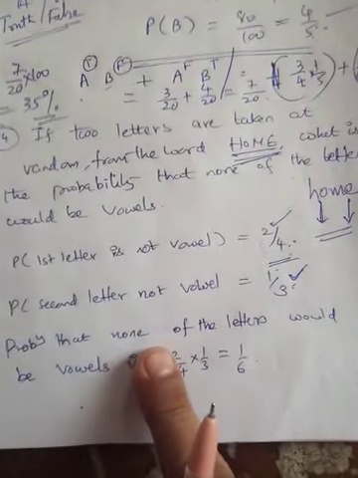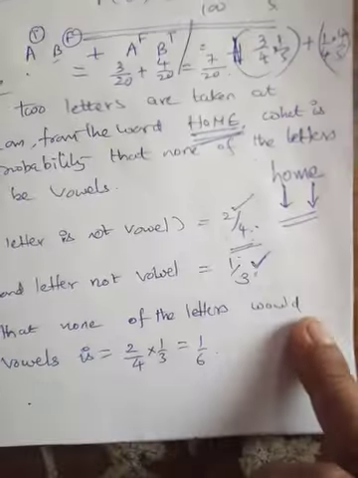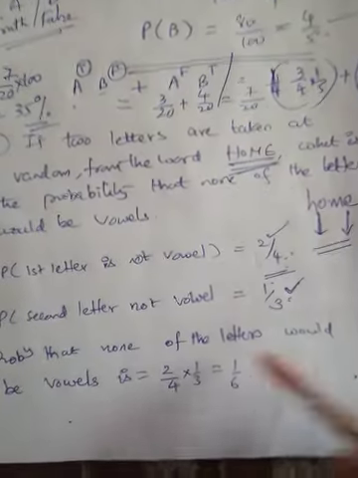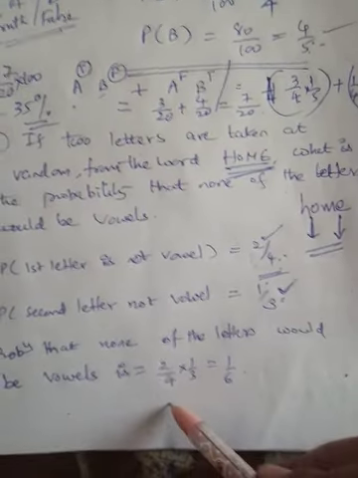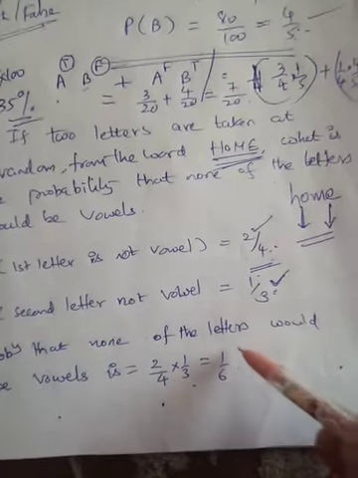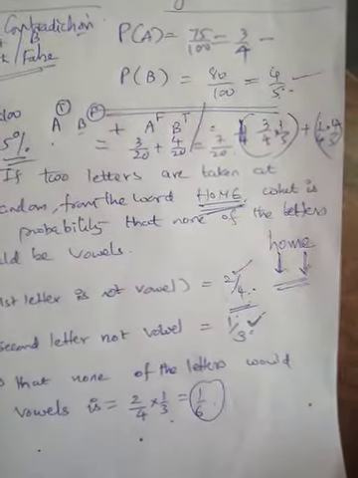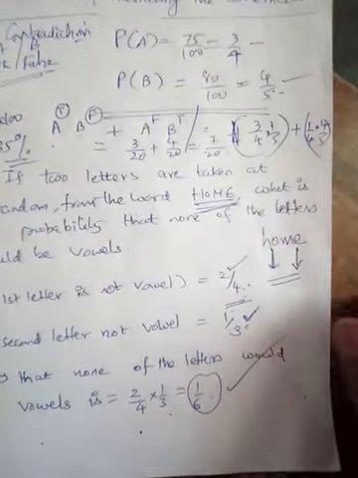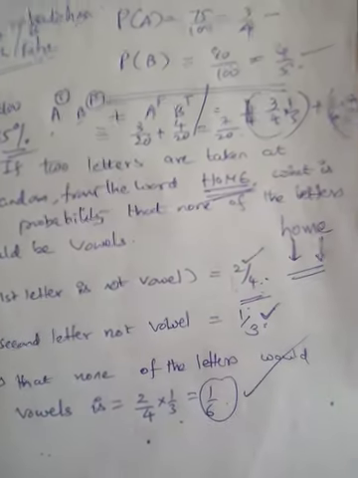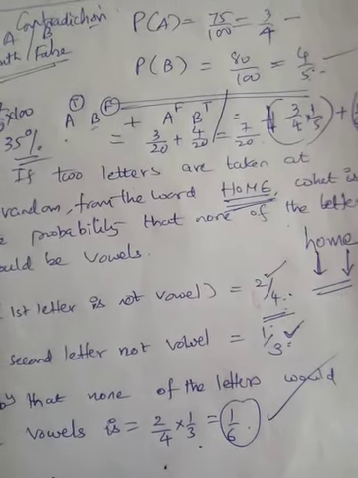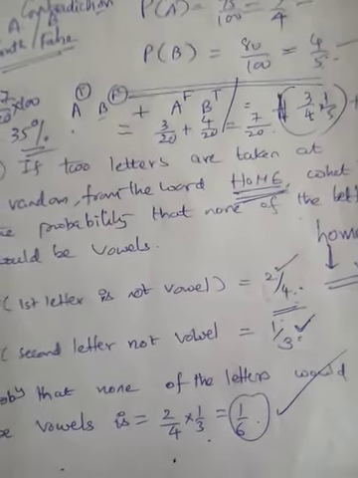Now, the probability that none of the letters would be a vowel. First chance 2 by 4, not a vowel. Second chance 1 by 3. So 1 by 6 is the chance of not getting vowels. So the probability that none of the letters will be vowels is 1 by 6. The probability that we get a vowel means 1 minus 1 by 6, that is 5 by 6, which will be the answer.